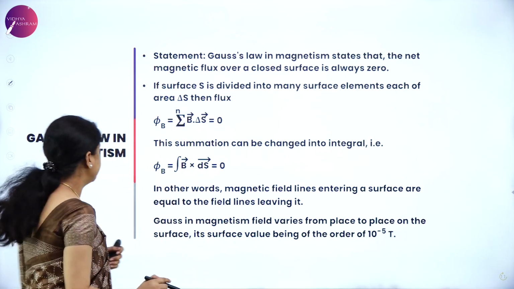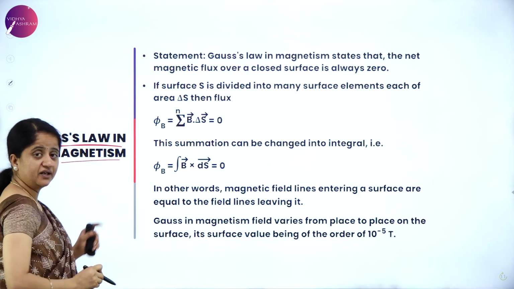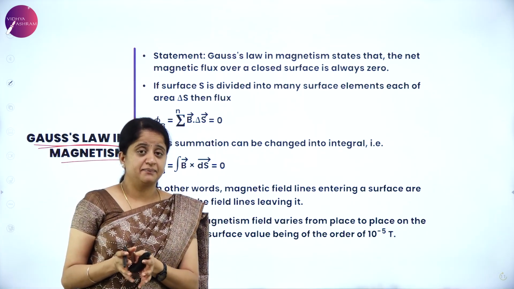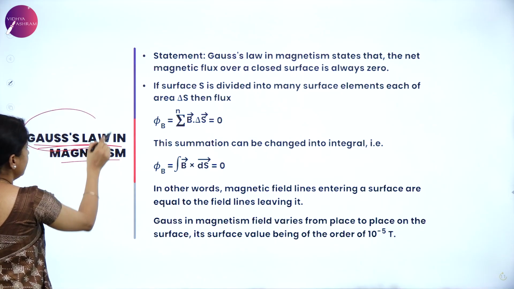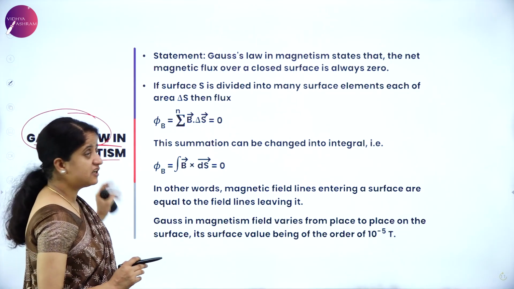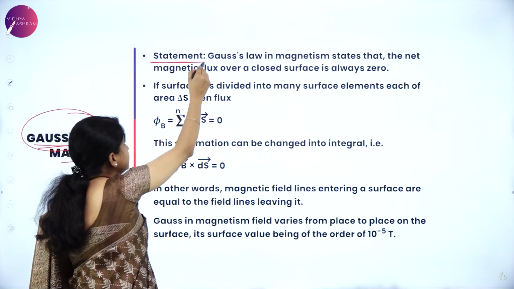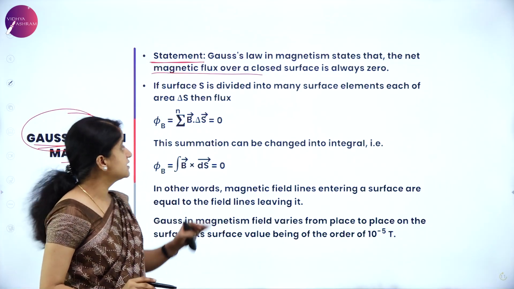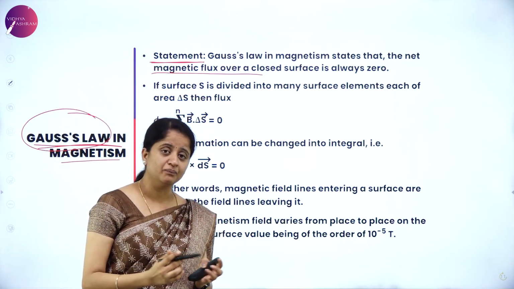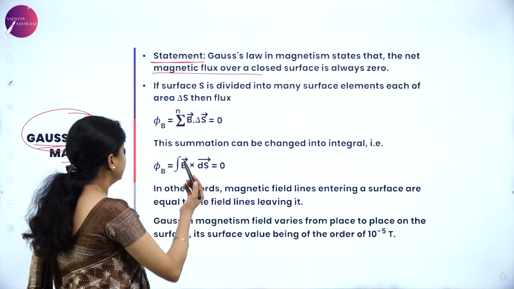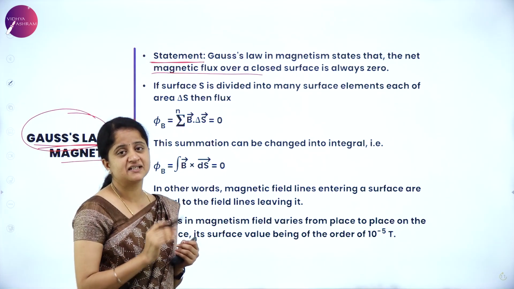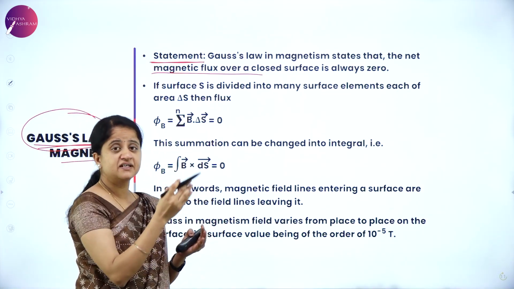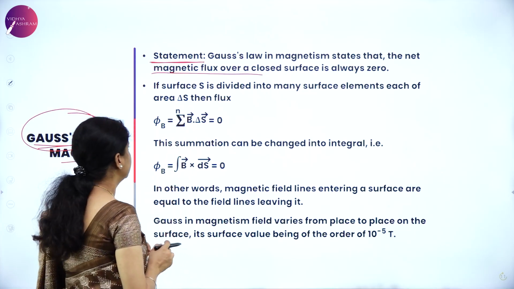The next important topic in magnetism is Gauss law in magnetism. We are studying the properties of magnetism in this chapter, and we have also studied Gauss law in electrostatics. So what is Gauss law in magnetism? Gauss law in magnetism states that the net magnetic flux over a closed surface is always zero. Magnetic flux is the number of magnetic field lines passing through an area. So the net magnetic flux through a closed surface is always zero.